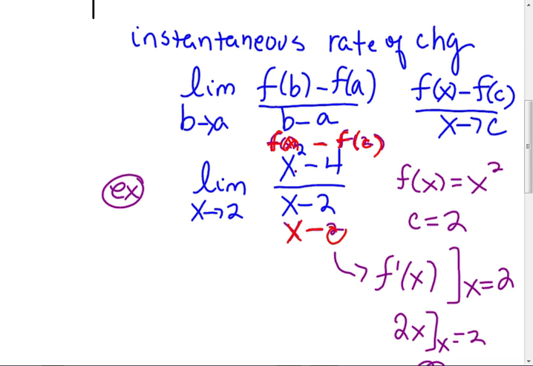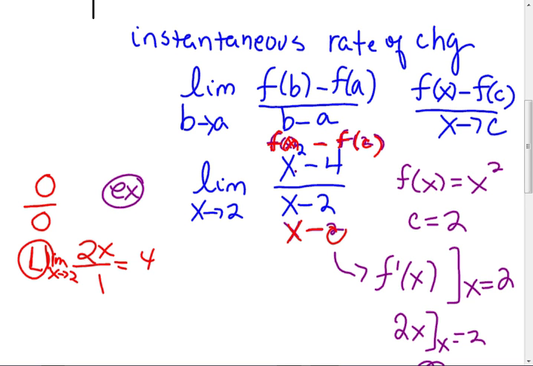I recognize it because I had a lot of experience. So could you do L'Hopital's rule or could you factor? Sure, you could. Nothing wrong with that. L'Hopital's rule says, well, I get 0 over 0. That's the first thing. And then you take the derivative of the numerator, which is 2x, over 1. And you take the limit as x approaches 2. That's still 4.